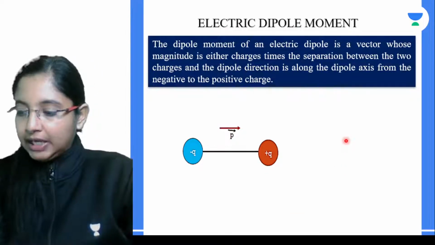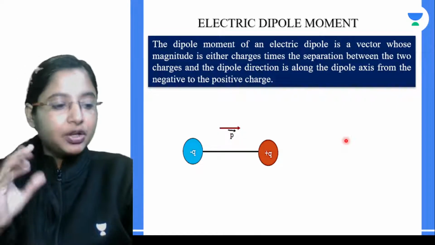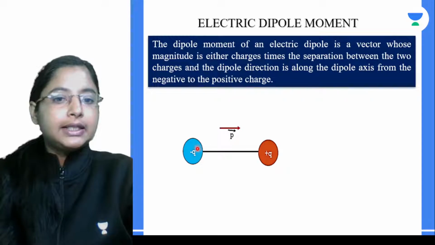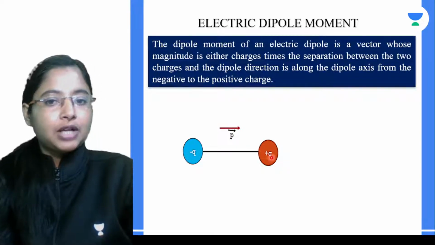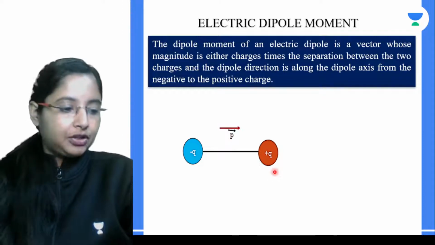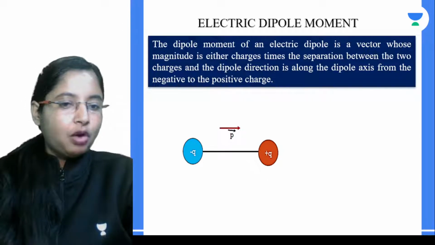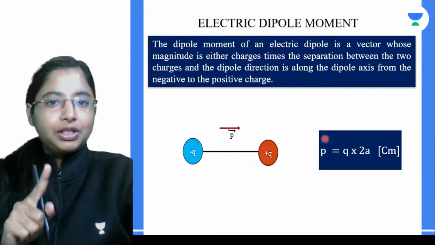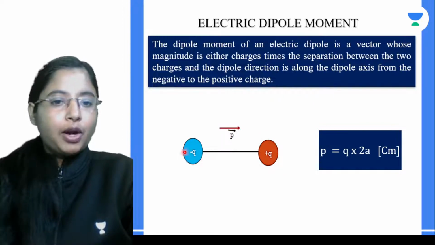Electric dipole moment just measures the strength of an electric dipole. It is a vector quantity and its direction is always from the negative charge to the positive charge. Now, obviously, it measures the strength of an electric dipole, so how do we measure it? The formula for it is very simple. By definition, you take one of the magnitudes of the charges.